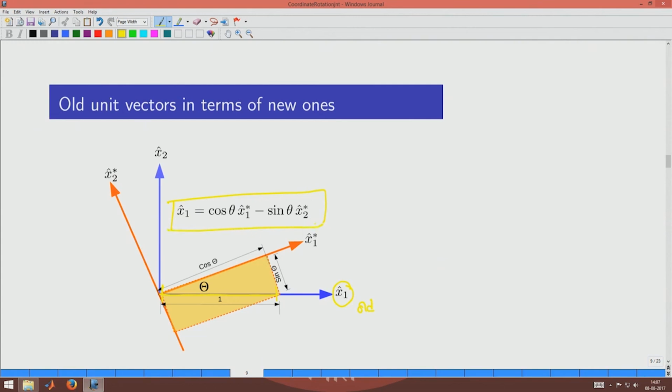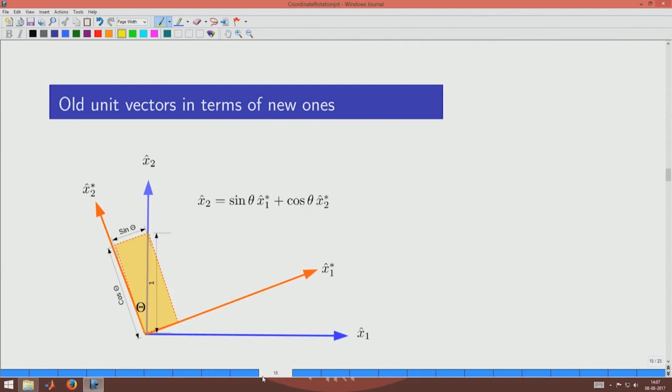So, x1 in terms of x1 star and x2 star are written here. We could again expand the x2 in terms of the two components. So, we do the same thing here. We take up the unit vector along x2 and then take its components along x1 star and x2 star, and then we obtain this equation. And the equation for x3 is of course known to us because we have not changed its orientation at all. So, you would write this way.